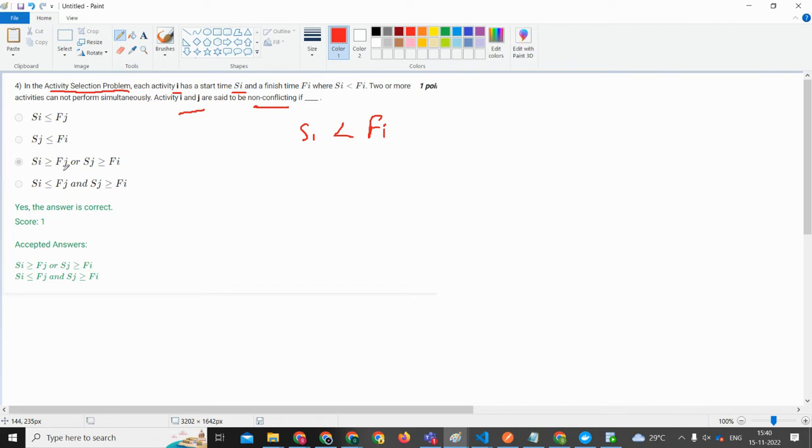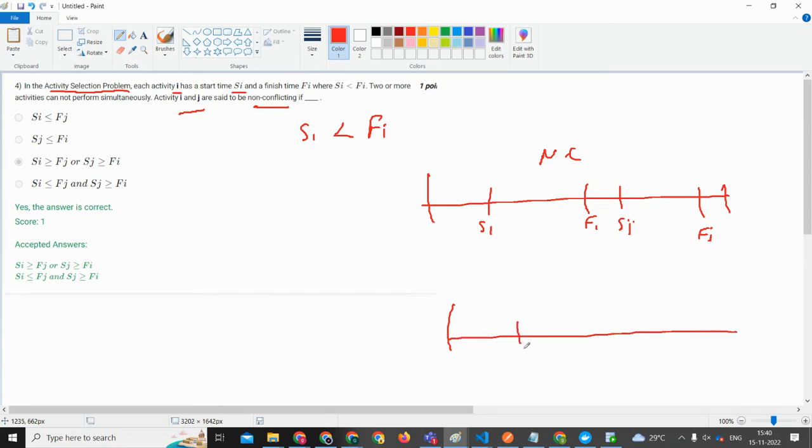No overlapping. Exactly, that's correct. Let's take a few activities. So this is like si, fi. Let's say sj, and fj. So this is non-conflicting.